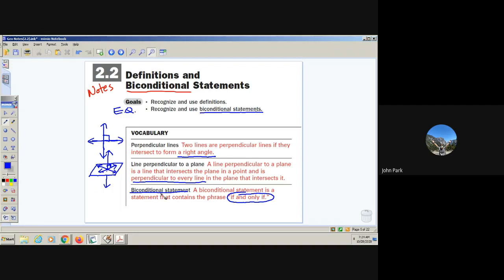Then the biconditional statement, which is what we're going to focus on today, is a statement that contains the phrase if and only if. That's the magic phrase, if and only if. Remember last time we talked about the conditional statement with if and then. The biconditional statement has the phrase if and only if in the middle of the sentence. You'll see examples of that.